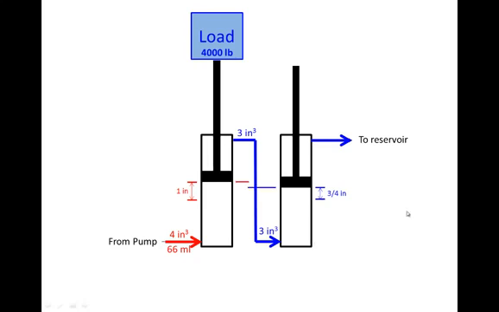So you'll notice that the cylinder on the left, the first one in the series, moved farther and faster than the one on the right. Now you'll also notice that because 3 cubic inches went in here, and the area on top of this was only 75% of the area here, because the rod is taking up some of the space, we would measure only 75% of the fluid coming out here. So 4 cubic inches of fluid go in here, 3 cubic inches come out and go in here, and only 2.25 cubic inches come out and go to the reservoir.